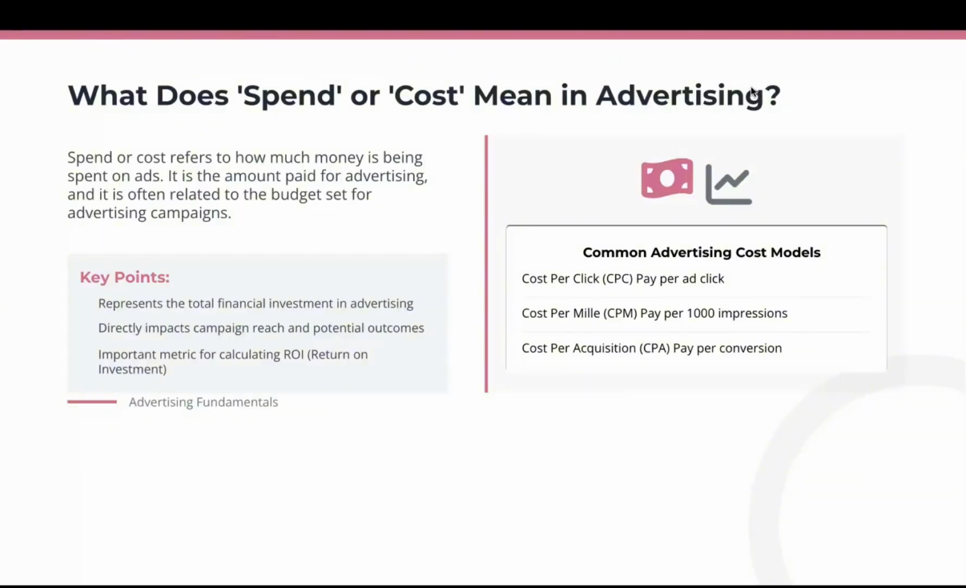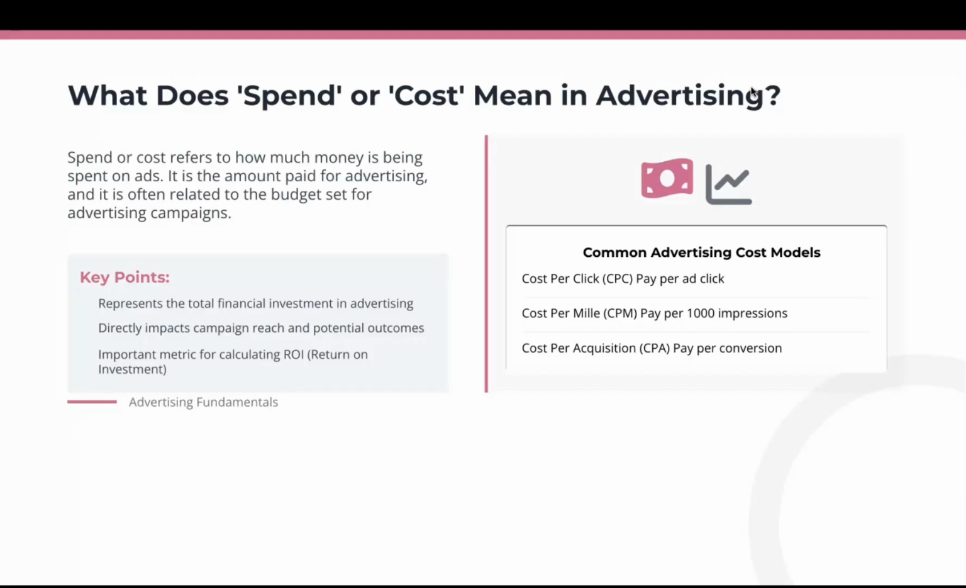So yeah, let's get back to the video. Here, this will represent the total financial investment in advertising, which will directly impact the campaign's reach and potential outcome. And it is an important metric for calculating the return on investment, or ROI.